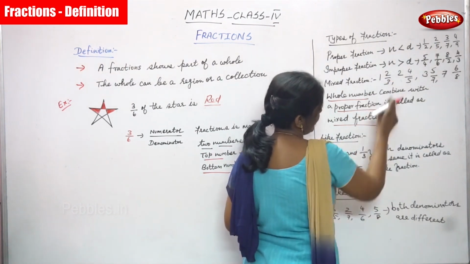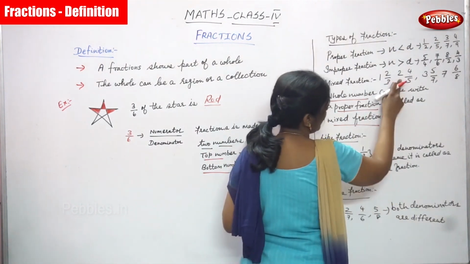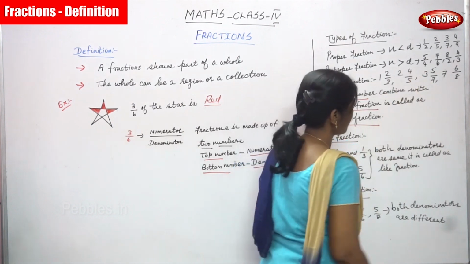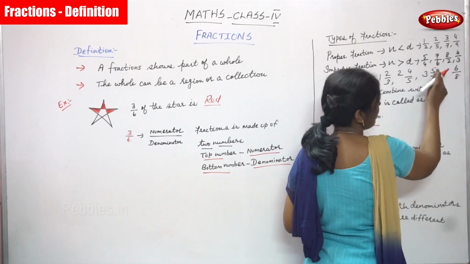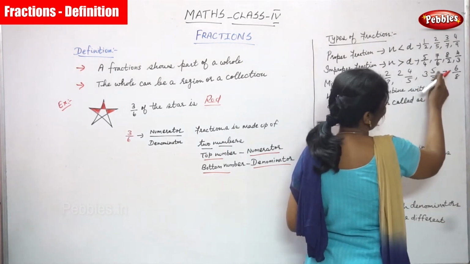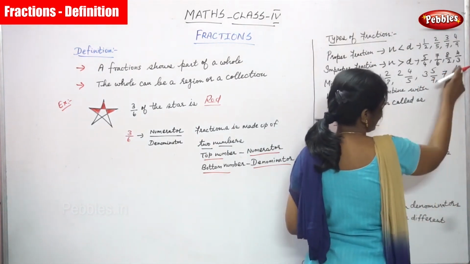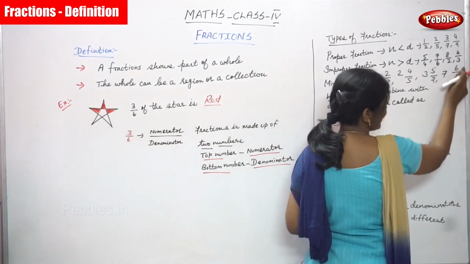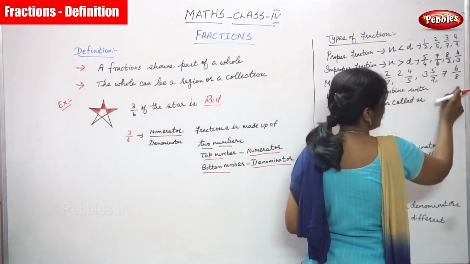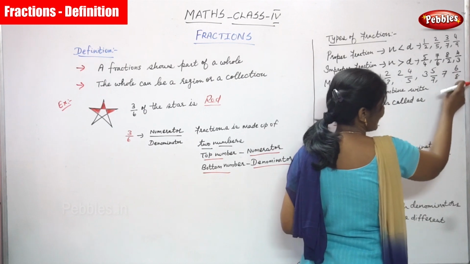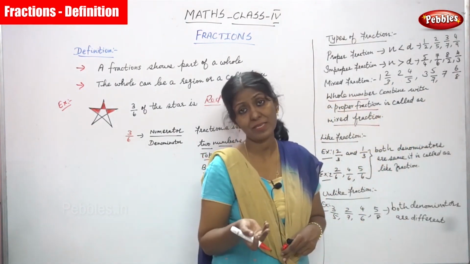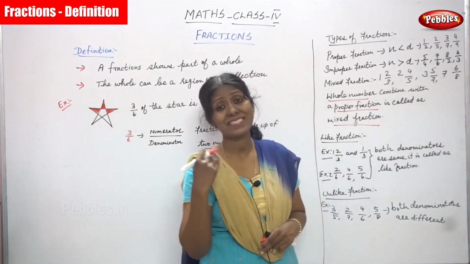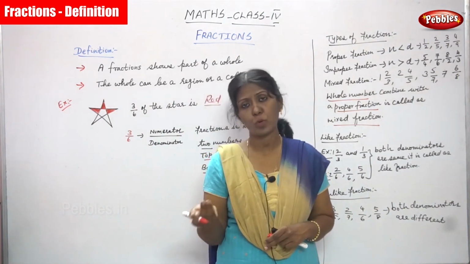1, 2 by 3 and 2, 4 by 5. 2 is a whole number and 4 by 5 is a proper fraction because 4 is less than 5. And 3, 5 by 7. 3 is a whole number and 5 by 7 is a proper fraction; 5 is less than 7. 7, 6 by 8. 7 is a whole number and 6 by 8 is a proper fraction, because 6 is less than 8. That means a numerator less than the denominator is always a proper fraction. A numerator greater than the denominator is an improper fraction.